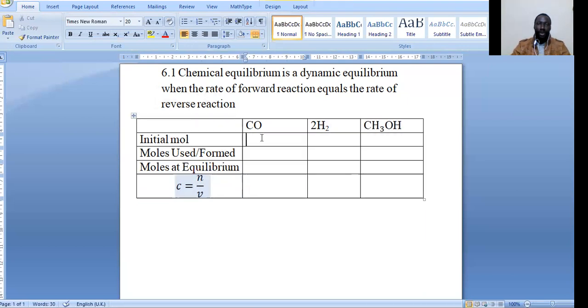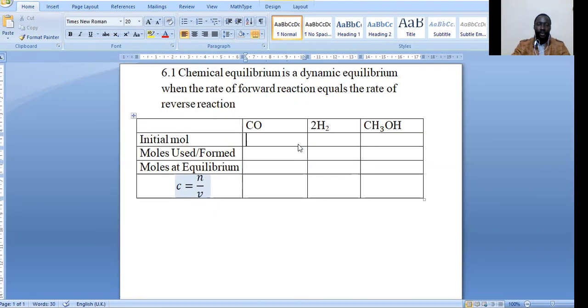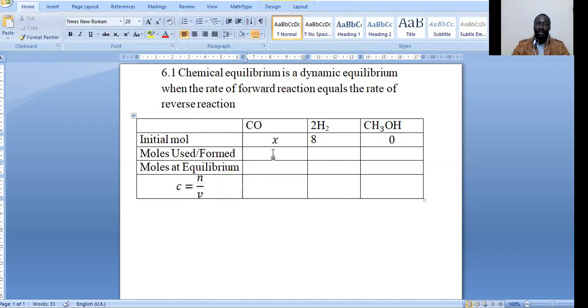So the number of moles of carbon monoxide initially was given, and what was it? The number of moles given initially is X. X is the number of moles of carbon monoxide initially. So we put it right here in our table and we call it X. Then the number of moles of hydrogen initially is 8. So those were the two available. At the start, there was nothing for methanol. Then how about the number of moles used or formed? That is now where the calculation bit comes in.